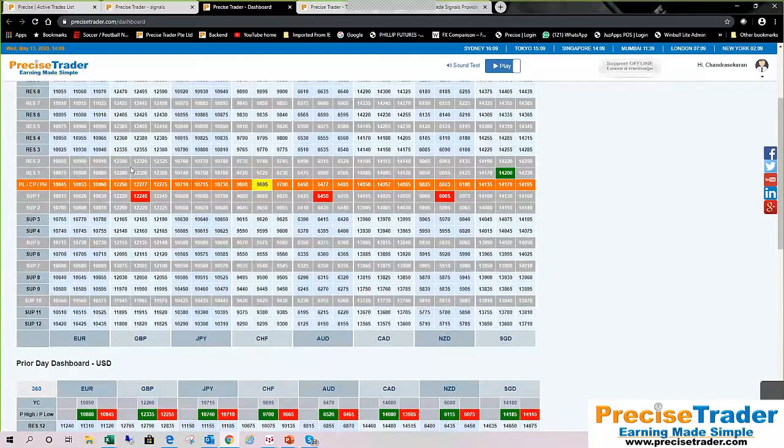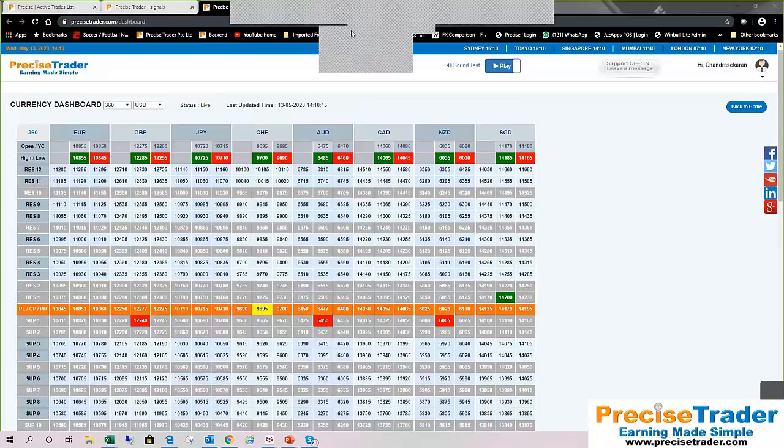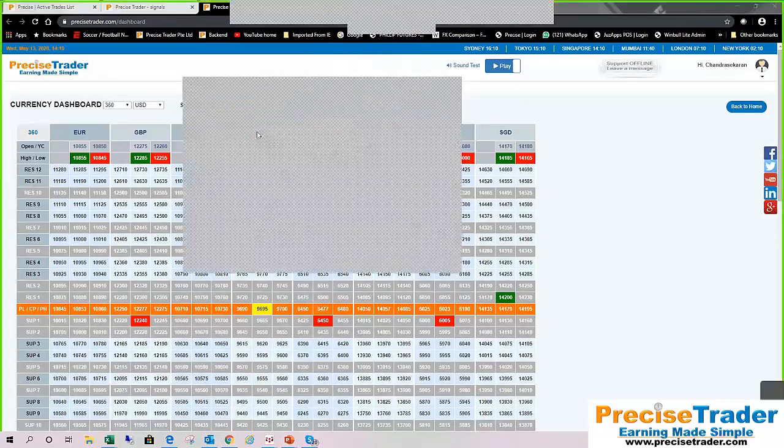That means 123. Again, I see 123.20. So definitely I want to exit before 123.20 or 123.30. Right now the market is trading and my stop loss is 122.50. Now let's verify it with the chart. Then after that we are good to pull the trigger.